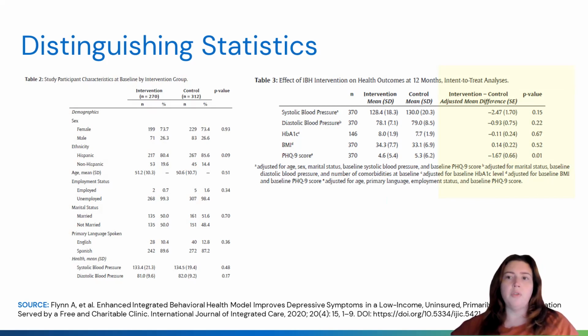If you scroll down a little bit more on this table, you'll note the PHQ-9 score, which is a measure of depressive symptoms, was actually statistically significant, and you saw a drop in PHQ-9 score by 1.67 points. So the intervention here actually did work. So sometimes you find in these tables that you can actually present really strong data, but it's a very different presentation between these two tables. And it's important to generate statistics that are accurate.